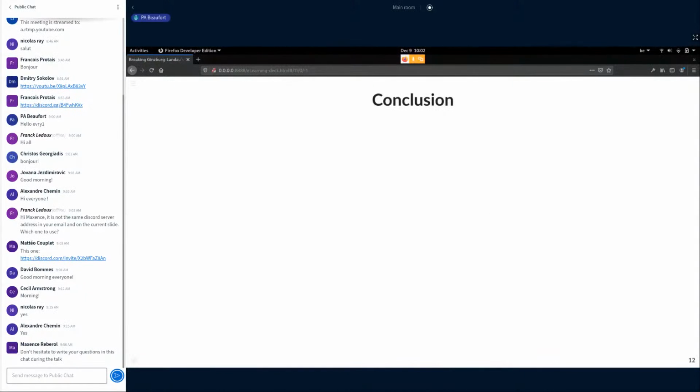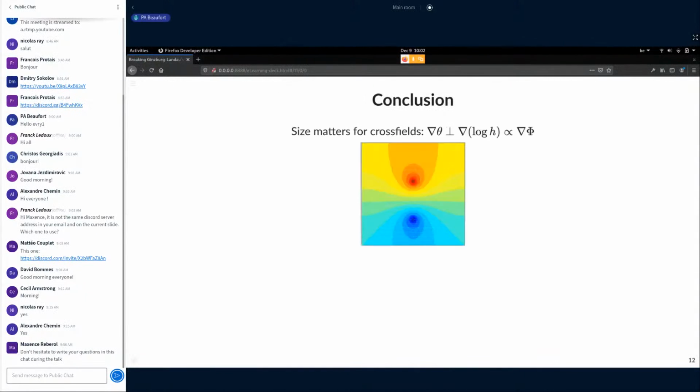So it's time for me to conclude. So remember, size matters for cross fields. So in the case of our square where we wanted to double the number of elements from top to bottom, we see that we have to introduce at least 2 critical points in order to create some gradient in the size field.